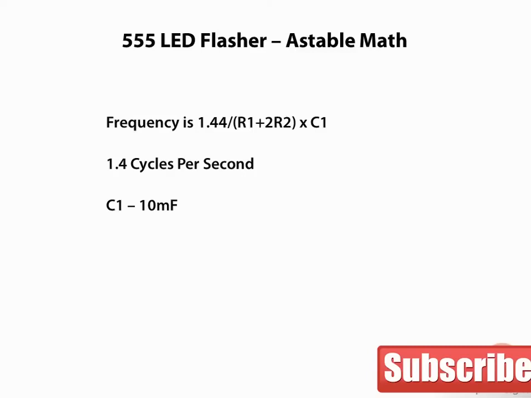Let's see what happens when we change the value of C1. Let's change it to a smaller value by a factor of 10. We'll substitute the 10 microfarad capacitor with a 1 microfarad capacitor. We should see that it flashes much quicker, 10 times quicker according to our equation. Going the other way, we'll put a 100 microfarad capacitor in place of C1. We should get a very slow oscillation, 10 times slower than the 10 microfarad value. Let's take a look.